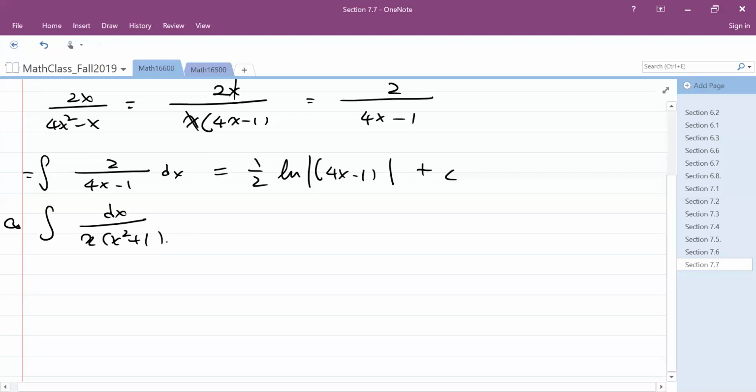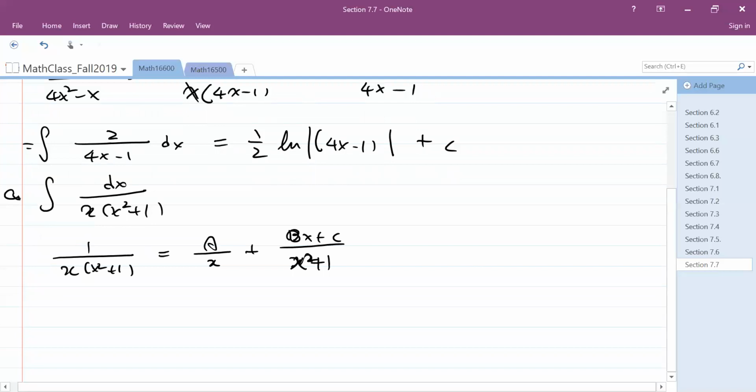Right, there are 2 factors in the denominator. One factor is x squared plus 1. It's not a linear factor, right? How do you decompose such functions? Well, x is just x minus 0, right? So you have A over x. But how about x squared plus 1? On the top, it should be Bx plus C. Okay.